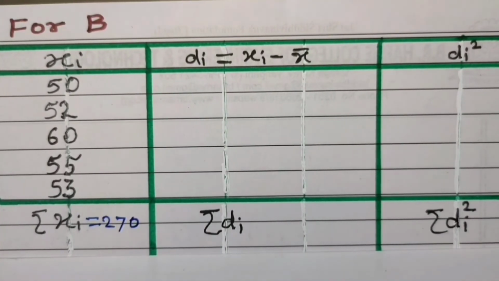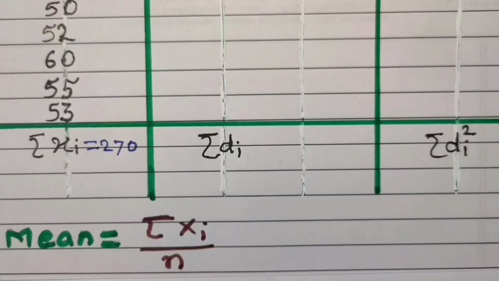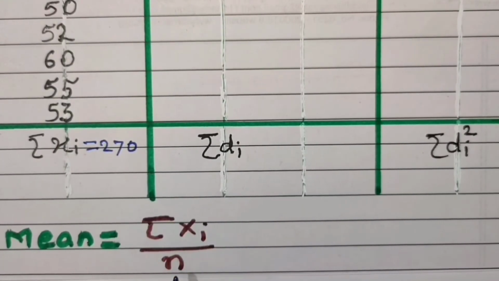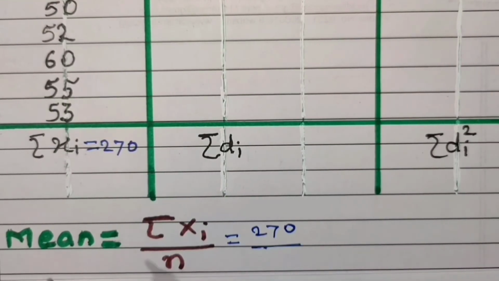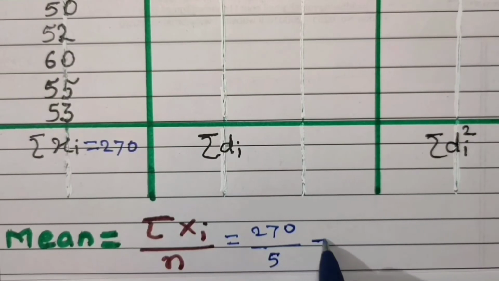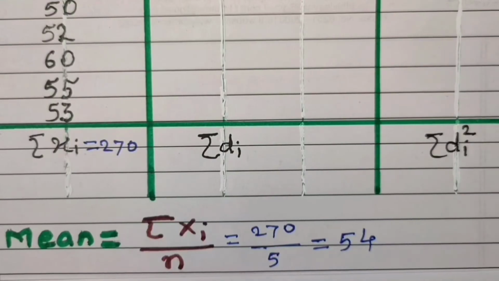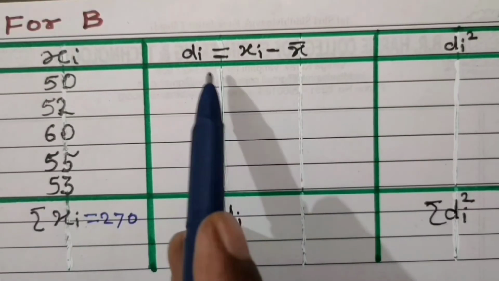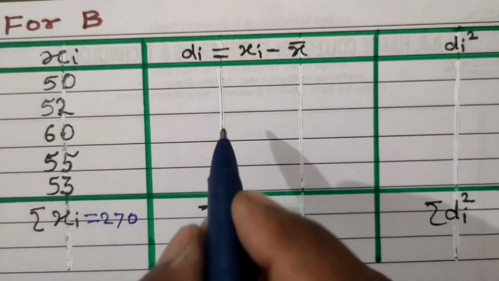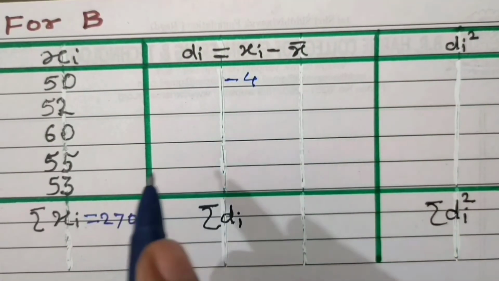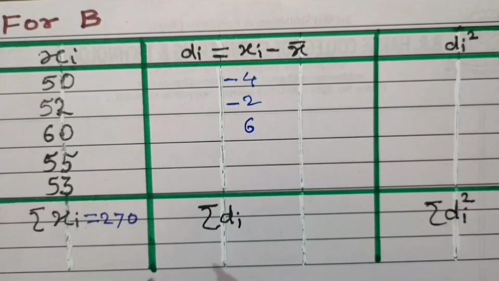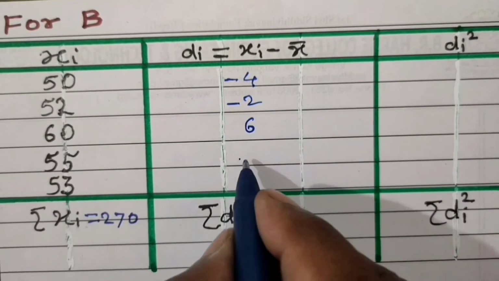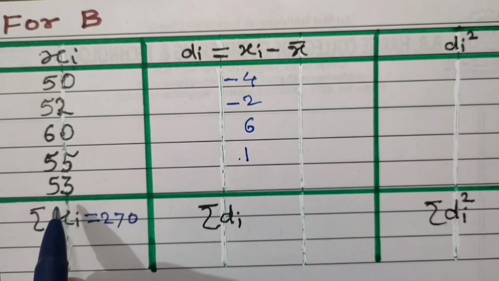Let us find mean for this data. Mean is given by this formula summation xi divided by n. Summation xi is 270 divided by n is number of values of x and which are 5 values, so n is equal to 5 and this is equal to 54. Now we have to complete next column. di is equal to xi minus x bar. 50 minus 54 which is equal to minus 4, then 52 minus 54 that is minus 2, 60 minus 54 which is 6, 55 minus 54 which is equal to 1 and 53 minus 54 which is equal to minus 1.